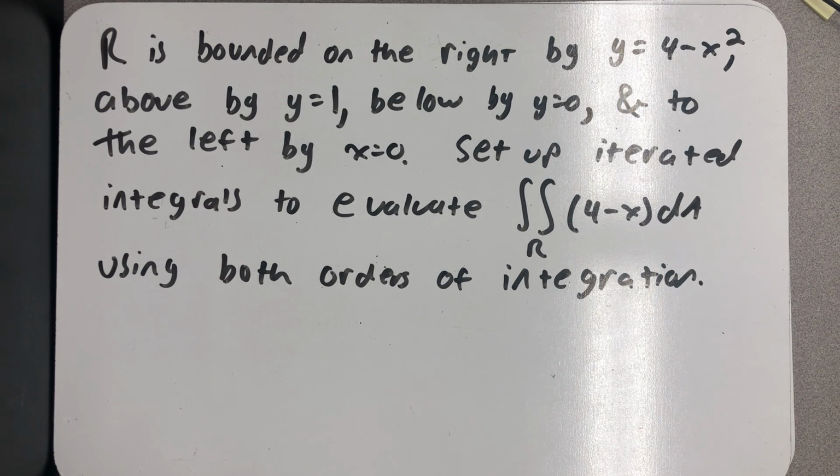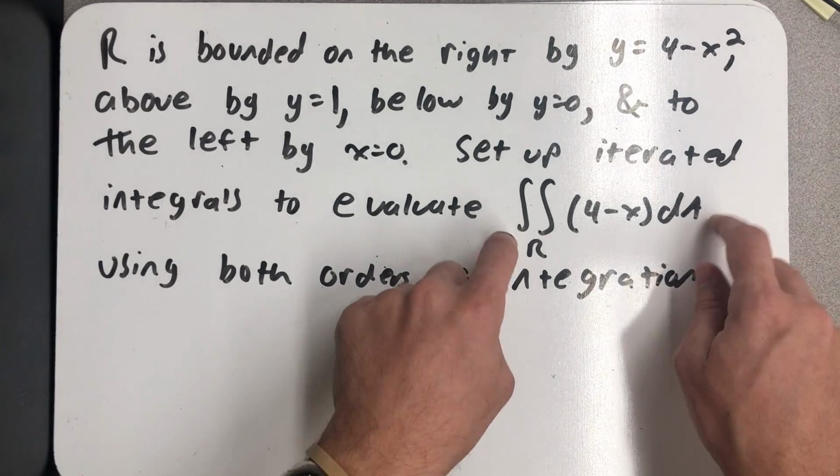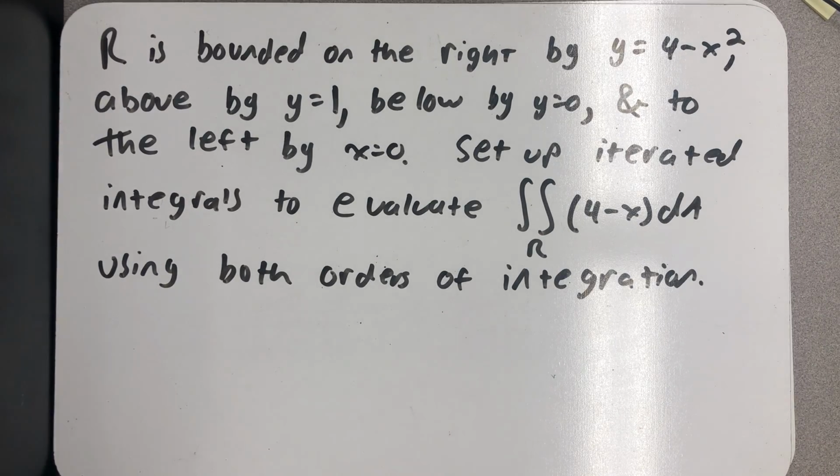R is a region that's bounded on the right by the parabola y equals 4 minus x squared, above by the line y equals 1, below by the line y equals 0, the x-axis, and to the left by x equals 0, the y-axis. We're asked to set up two different iterated integrals using both possible orders of integration to evaluate this double integral. Well, our first step should be to draw the region.